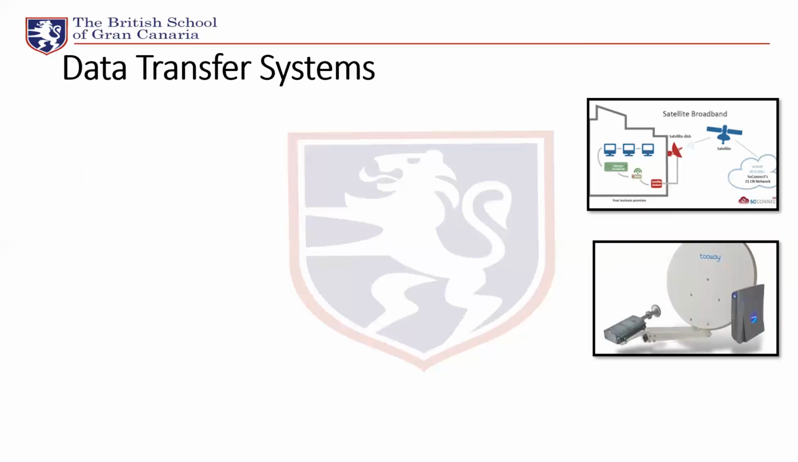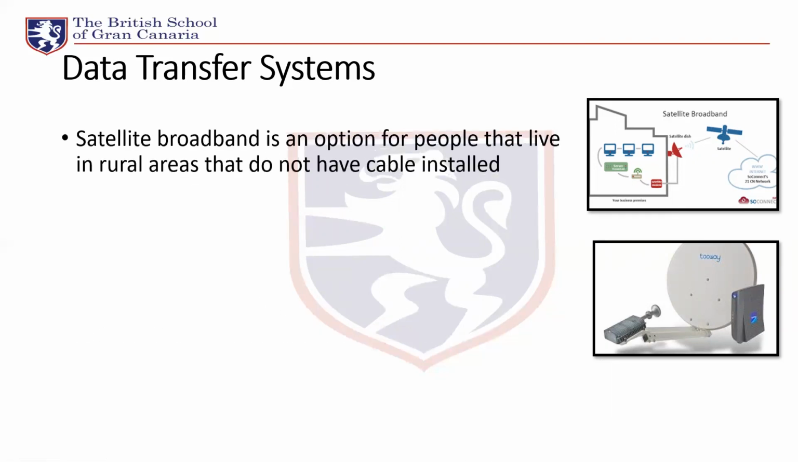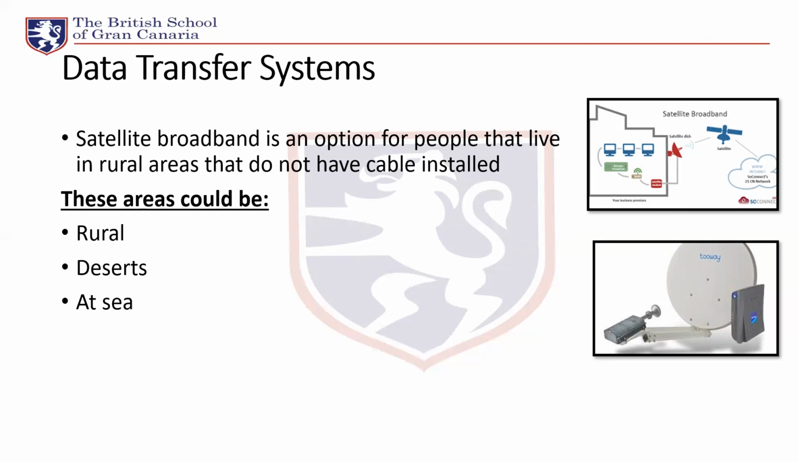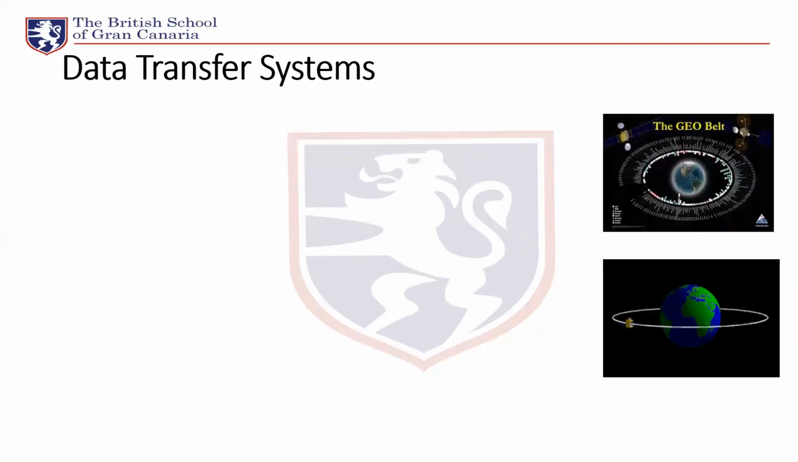Now what we're going to look at is data transfer systems. This is the satellite, and this is how the signal will go from outer space into the dish, into your home. Satellite broadband is an option for people that live in rural areas if they do not have cables installed. It depends where people live, what countries they live in. They may need an internet connection, and this will be provided by satellites rather than cable, because the cables have not been laid, or maybe they can't be laid. These areas could be rural, deserts, at sea, where you can't get any cables, and deprived areas. So they would require a satellite broadband connection.